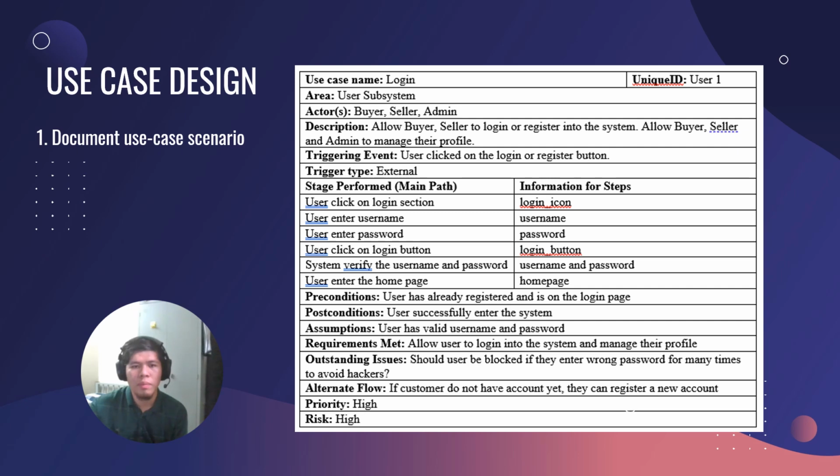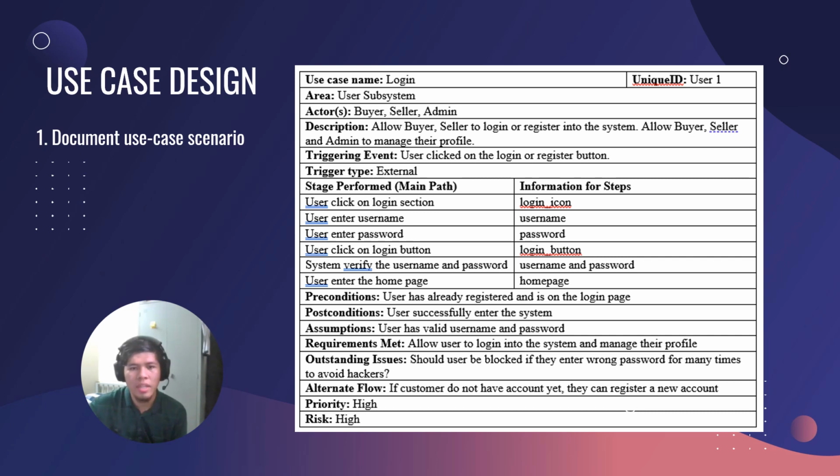Then we will move to the main path, which is the user clicks on the login section, and then the user enters username, and then the user enters password, and after that the user clicks on the login button. Then the system will verify their credential, and if it is valid, the user can enter the home page. So the precondition for this subsystem is the user has already registered and is on the login page. The post condition is the user successfully entered the system.